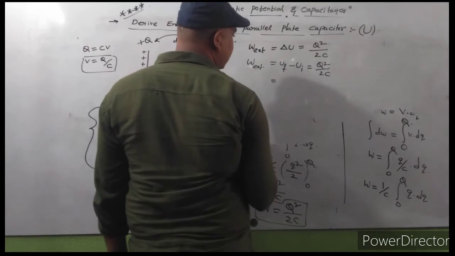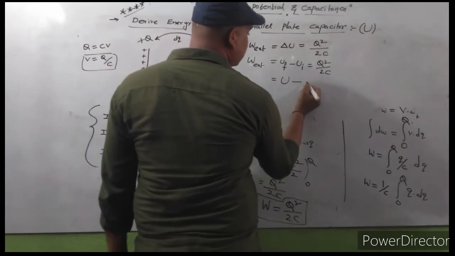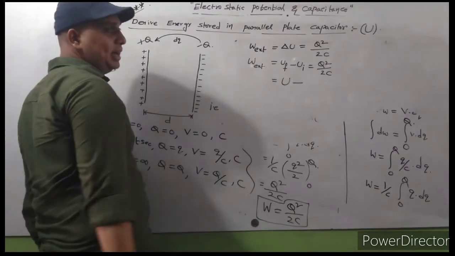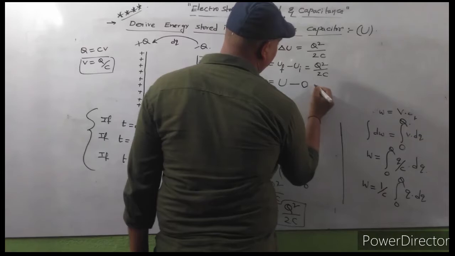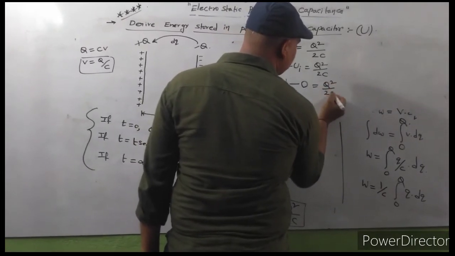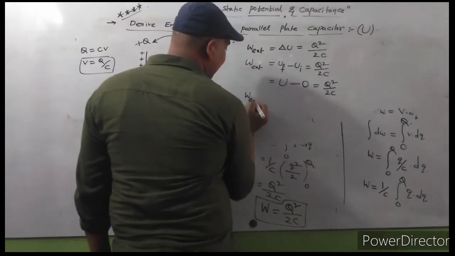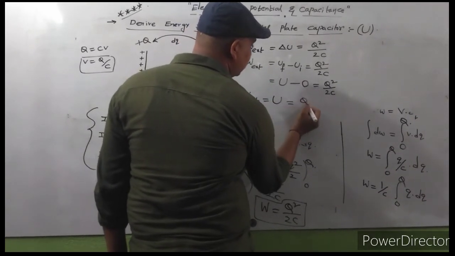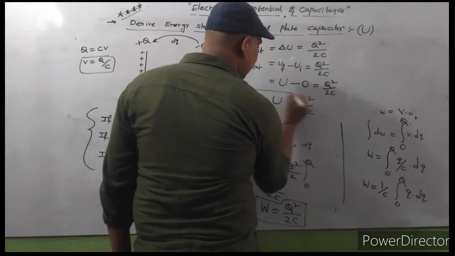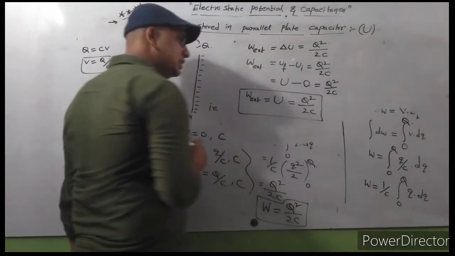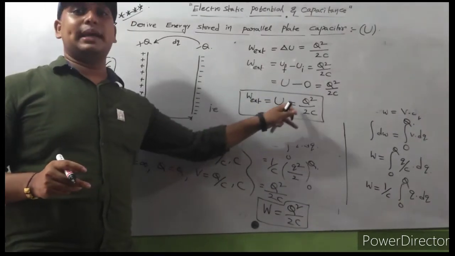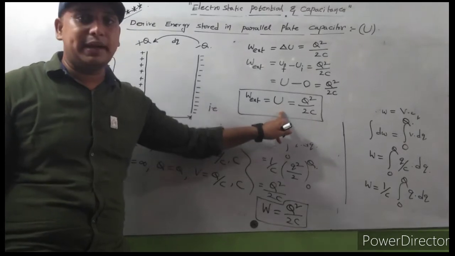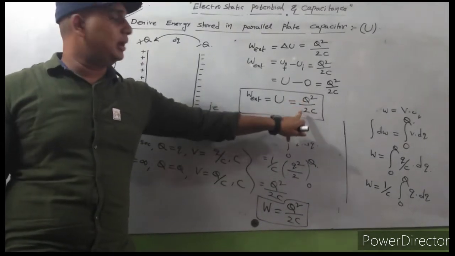Final potential energy, I consider, is U. Initially there is no energy stored in the capacitor, so the initial potential energy is 0. So U is equal to Q square by 2C. That means the work done by the external force is equal to the potential energy stored in the capacitor, which is Q square by 2C. A very, very important formula this is: energy stored in a parallel plate capacitor is Q square by 2C.